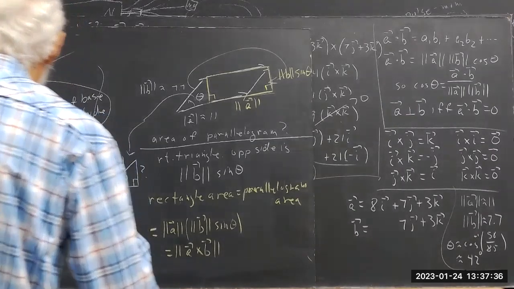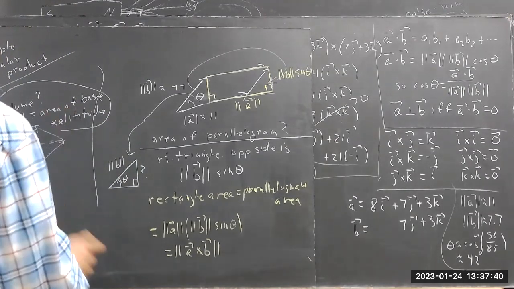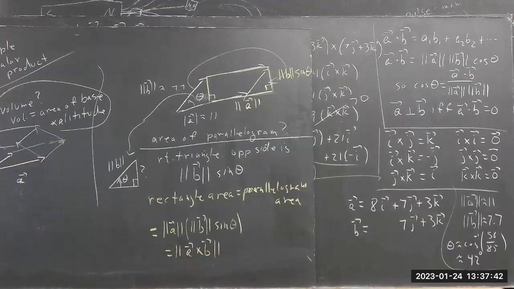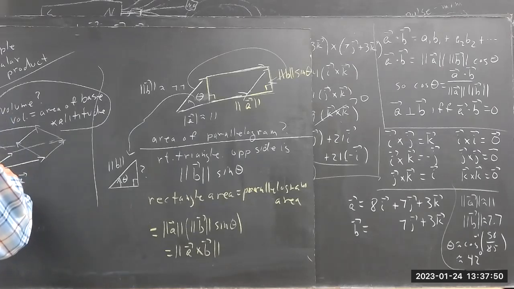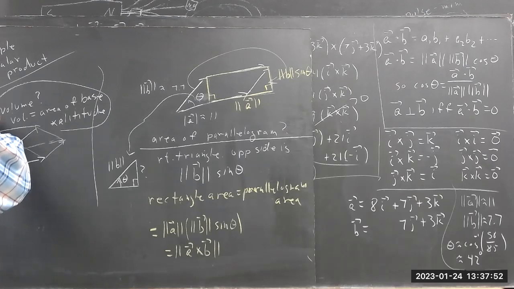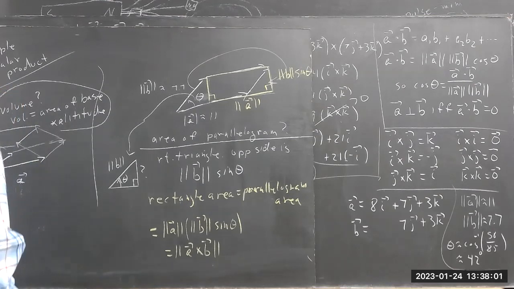But it's the area of the base times the altitude. We already know the area of the base. It's the magnitude of A cross B. So we've got A cross B. Let's say A cross B is here. And the length of A cross B is the area of the base.